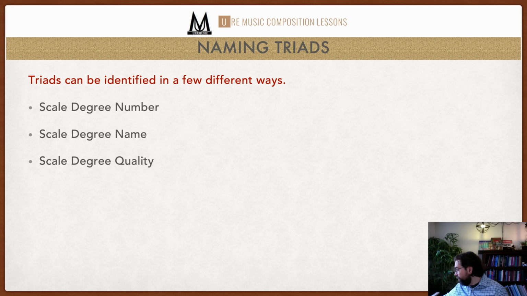A major triad traditionally is seen as very stable. A minor triad is less stable. It has more of a need to want to keep moving. A diminished triad is really unstable. You really want to keep that one moving forward. So there are 3 different ways that you can identify triads. You can use scale degree number, scale degree name, or scale degree quality.